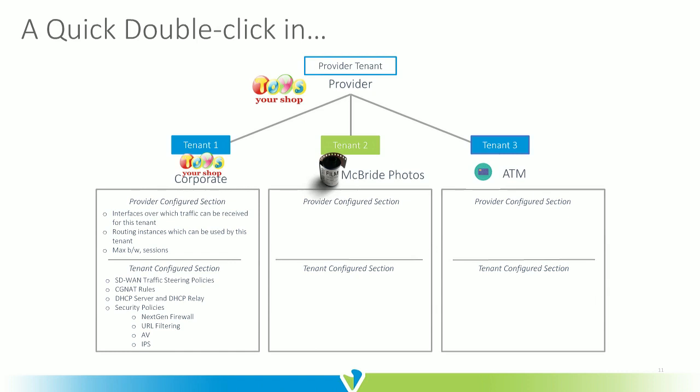So McBride Photos can have NG firewall. The ATM can have NG firewall and say IPS, as the security policies and security elements pertinent to them. And the only traffic steering policy they have is they want a hub and spoke based topology.